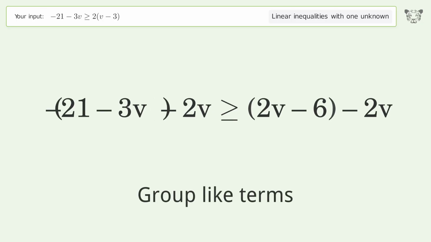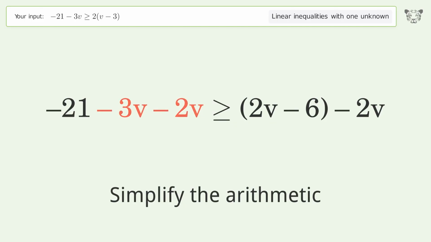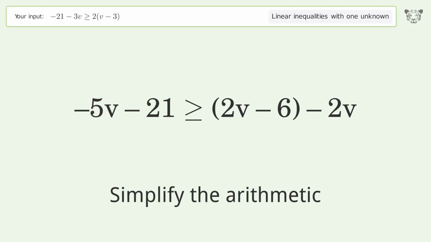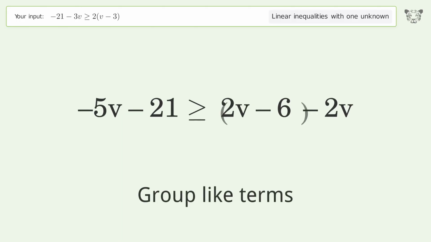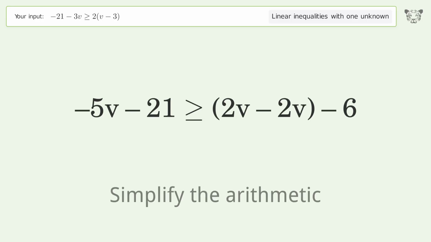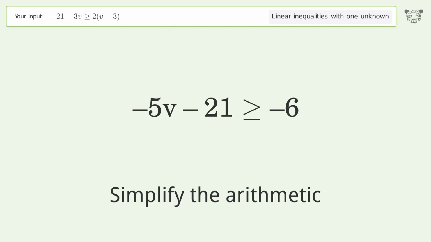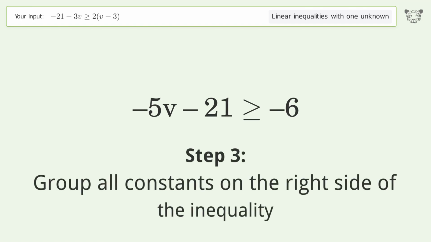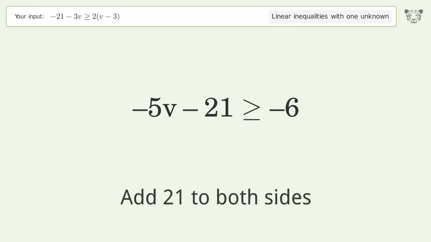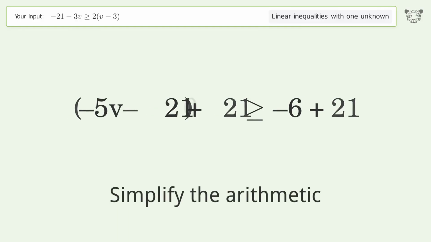Group like terms. Simplify the arithmetic. Group like terms. Simplify the arithmetic. Group all constants on the right side of the inequality. Add 21 to both sides. Simplify the arithmetic.